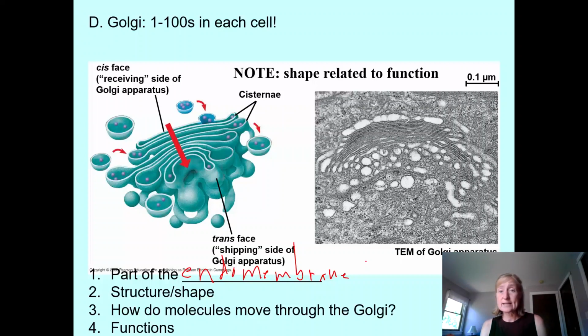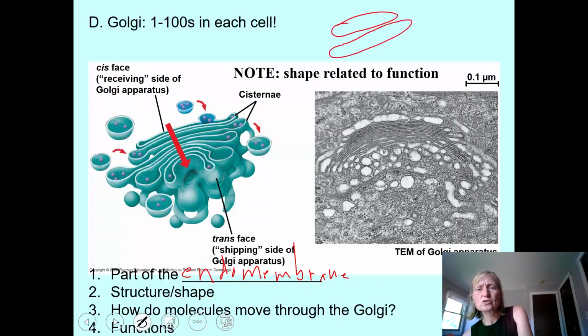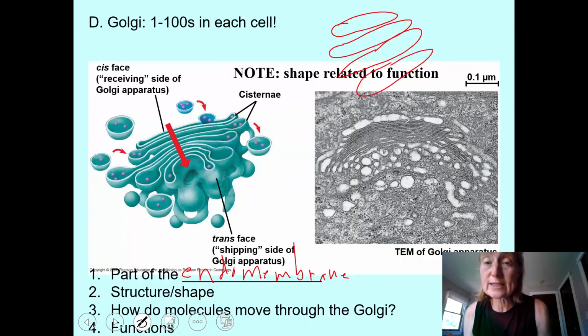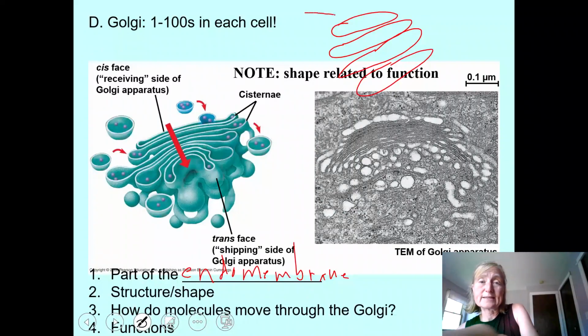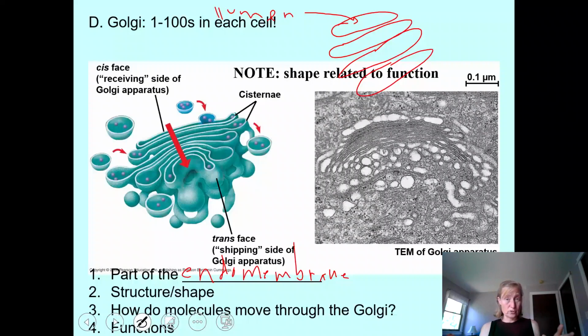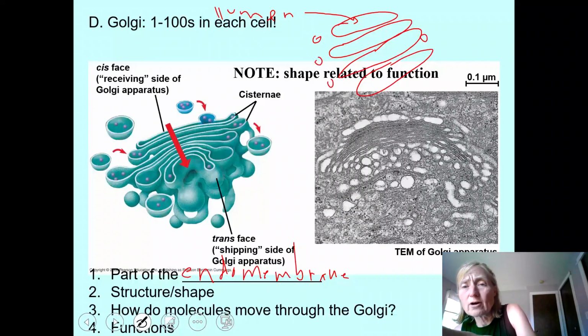There can be one of these in a cell or hundreds in a cell, but basically they're a network of flattened disc-shaped structures that are unconnected to each other. Each of these little sacs has a membrane around it and then has a space inside. That space inside is called the lumen, or sometimes the cisternae. And sometimes you'll see little tiny vesicles off to the side or budding off of these unconnected membranes.